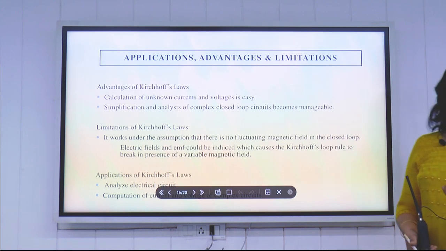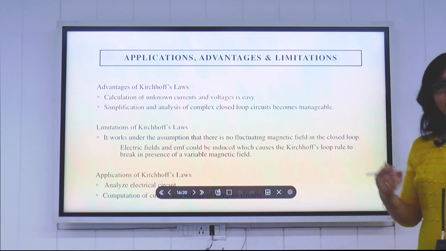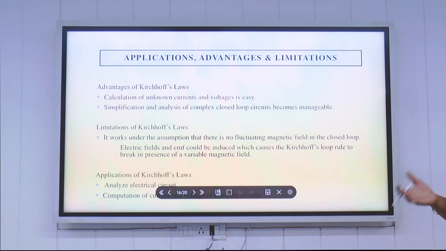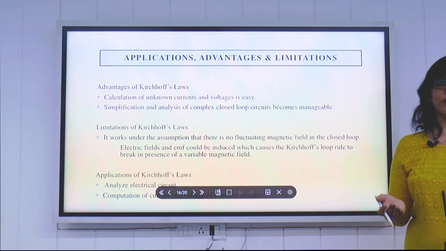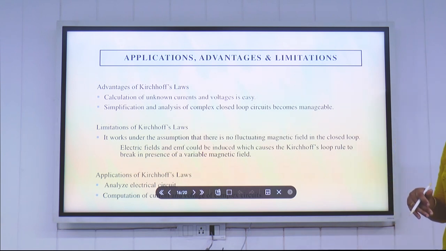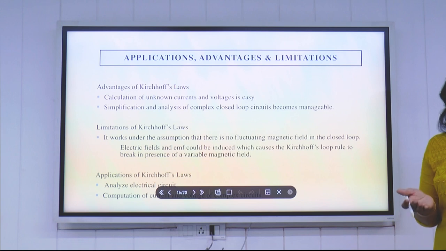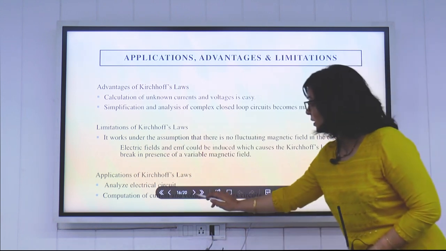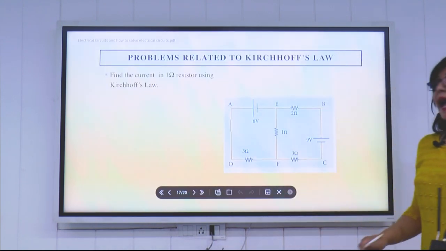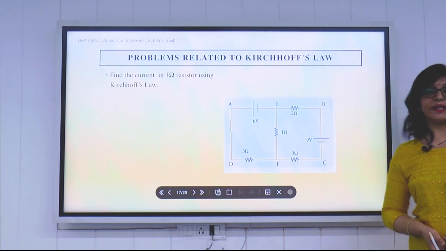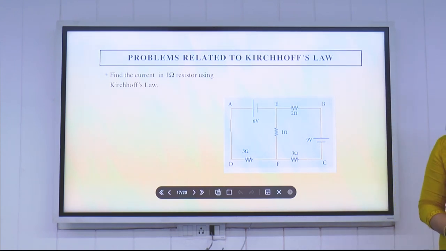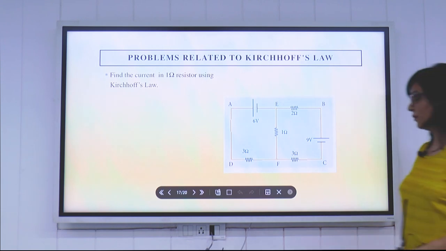Last one is the application of Kirchhoff's law. With the help of Kirchhoff's law, we can analyze any type of circuit. Another application is that we can easily evaluate unknown voltage in a circuit. As we know, basic electrical engineering circles around the electric circuit, which mostly comprises numericals. So in the next slide, we will discuss some problems related to Kirchhoff's law.